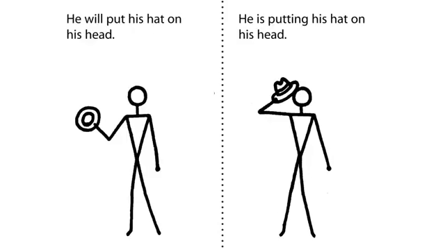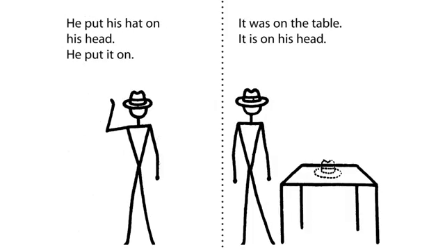He will put his hat on his head. He is putting his hat on his head. He put his hat on his head. He put it on. It was on the table. It is on his head.